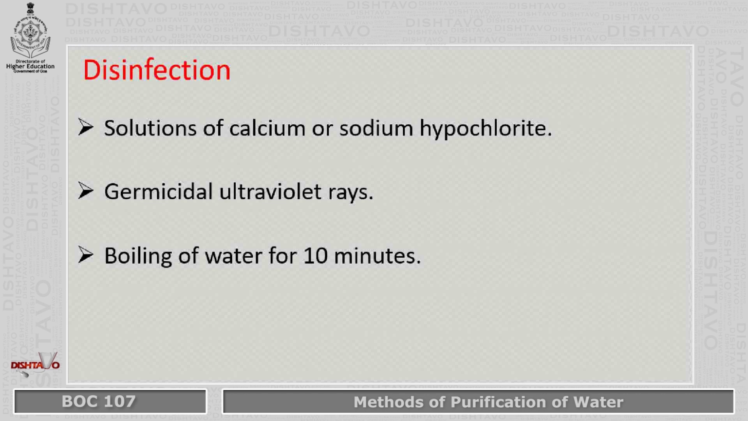Other solutions which also can be used as disinfectants are calcium and sodium hypochlorite. Germicidal ultraviolet rays are also used as disinfectants. But the best way for bringing about disinfection is boiling of water for about 10 minutes, which will kill all of the microorganisms and make it fit for drinking.